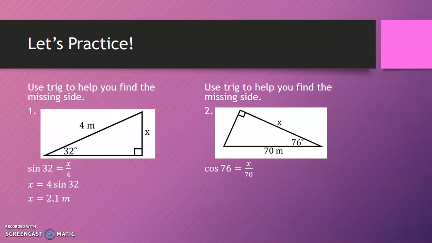So cosine of 76 would be x over 70. Again, multiply both sides by 70 in order to get x alone. So we have 70 times the cosine of 76. Typing that into my calculator and rounding to the nearest tenth, I get 16.9 meters.